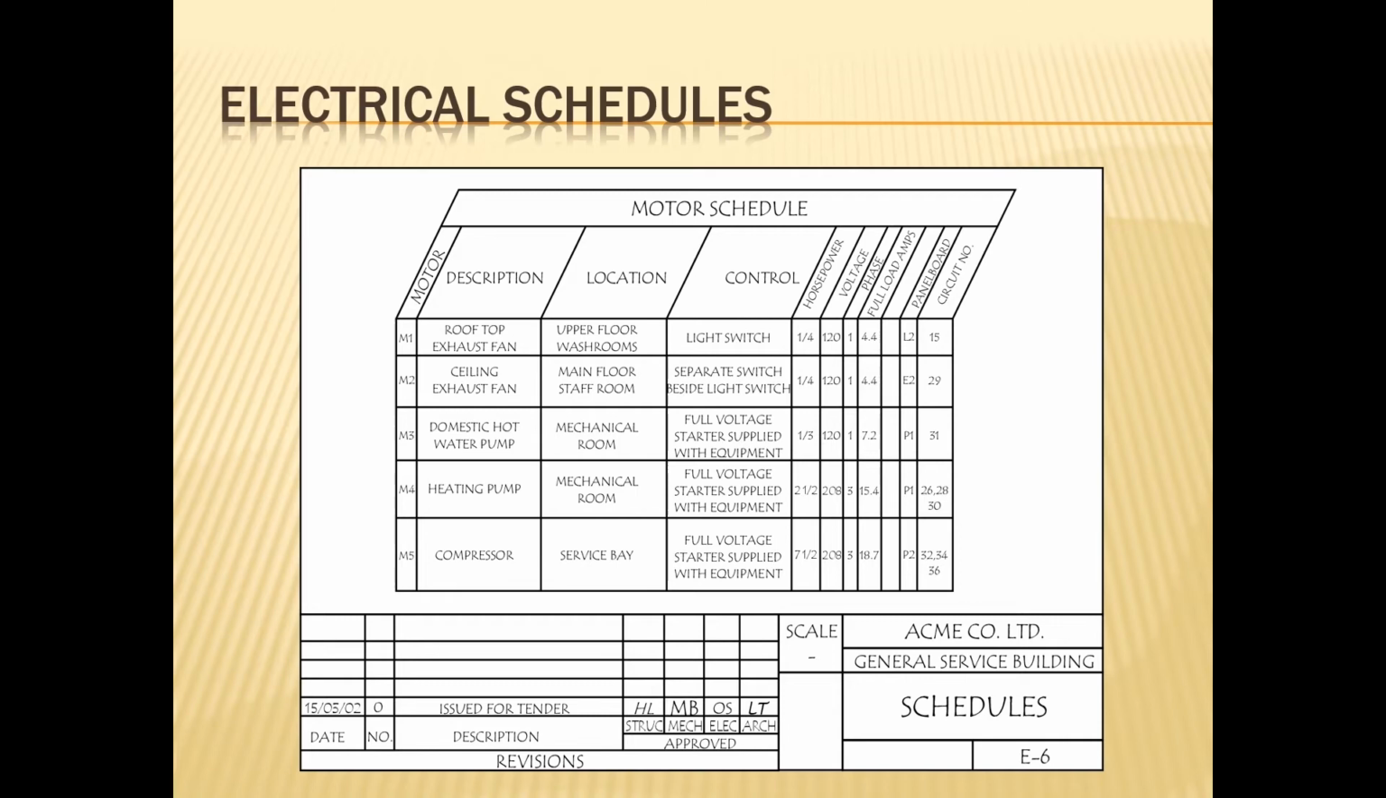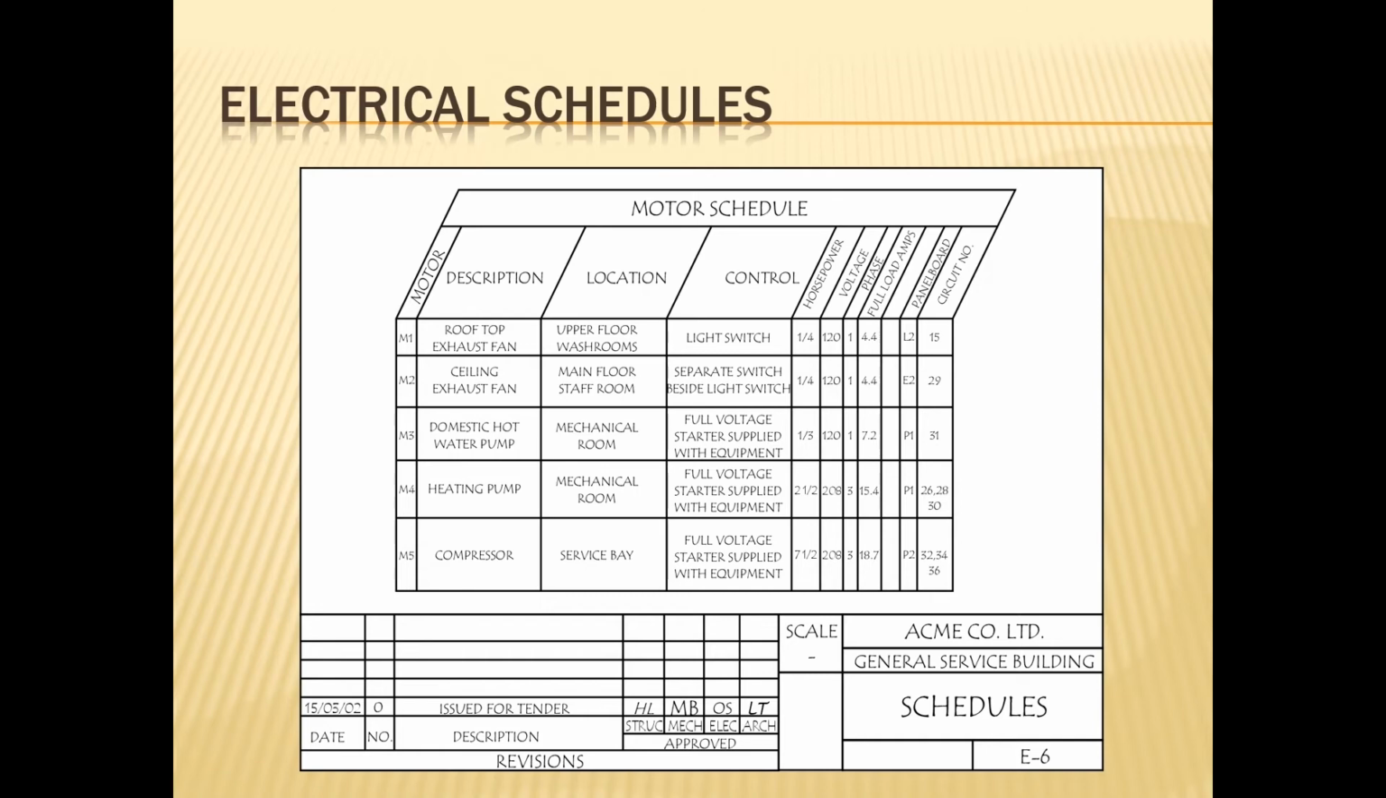Electrical schedules list details and other information of different components, and all these components would be like components. This is our motor schedule, for example. You'll notice on the very top line, M1, that is the rooftop exhaust fan that we saw on the mechanical drawing. This will tell us where it is located, what it's controlled by, and also any other electrical information that is related to that motor.